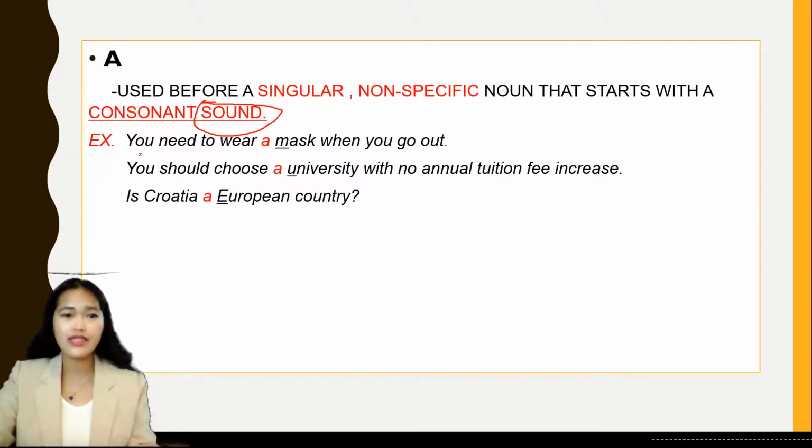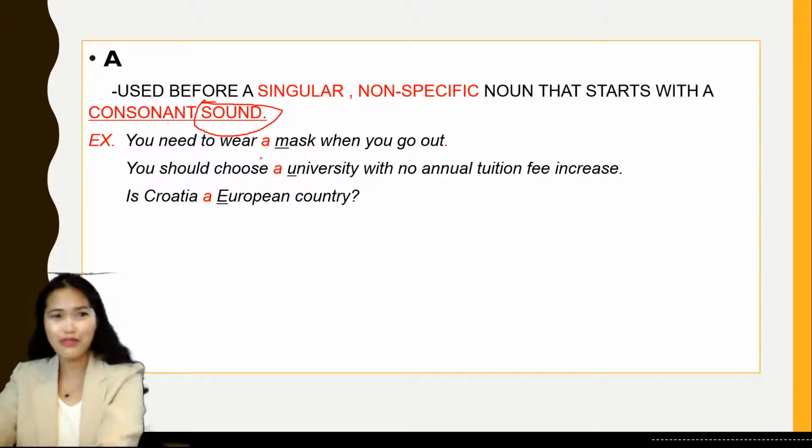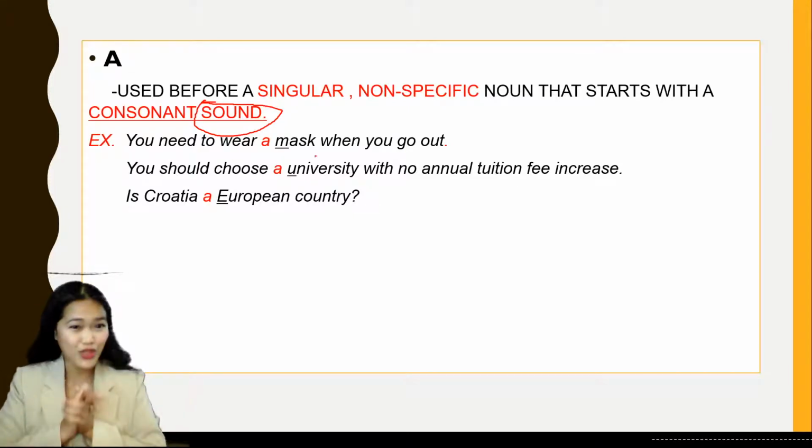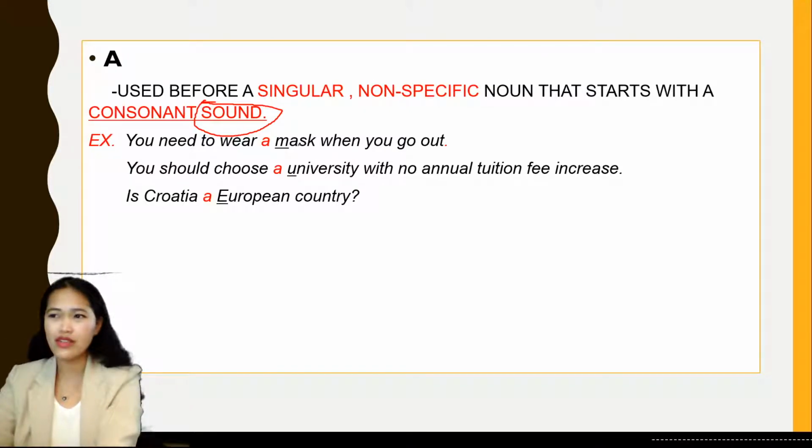So let's take these examples. Here we have three examples. You need to wear a mask. Yes, you need to wear a mask. Of course, one mask. Are you going to wear mask to mask at the same time? Okay, you need to wear a mask when you go out. Do you? I hope you do. Okay. So you need to wear a mask.